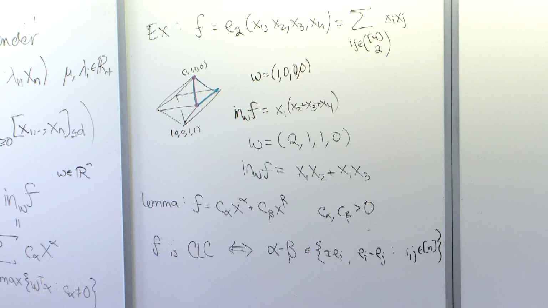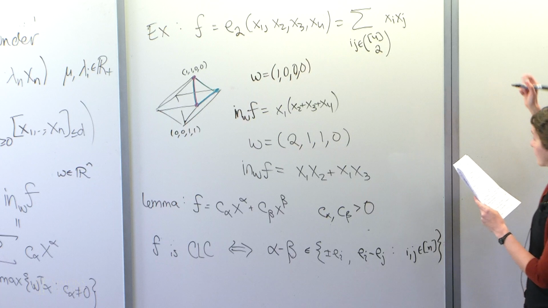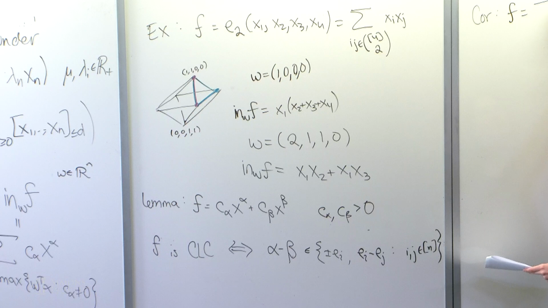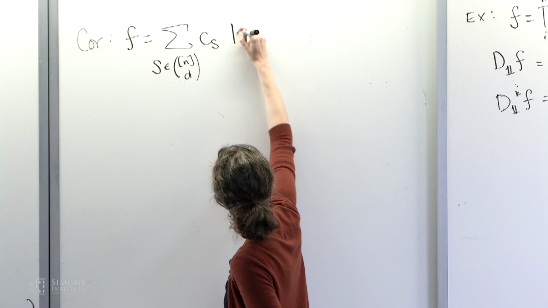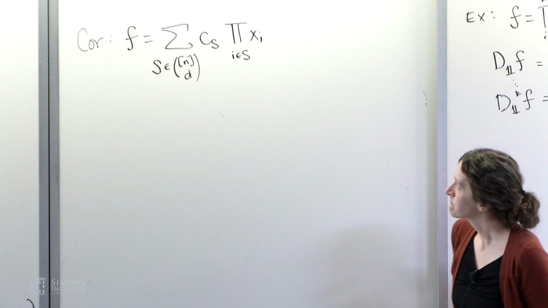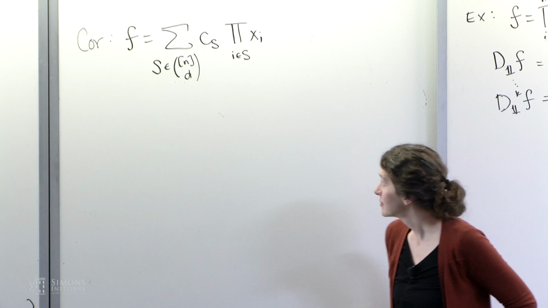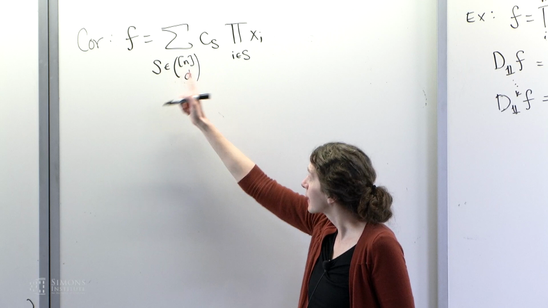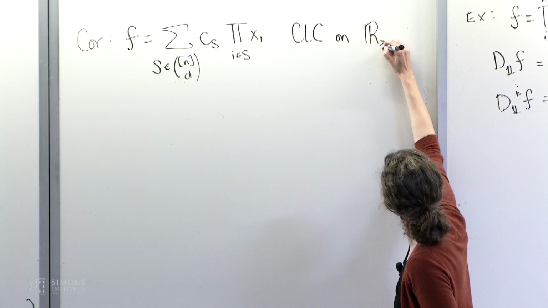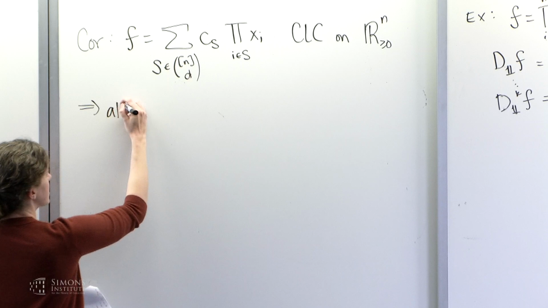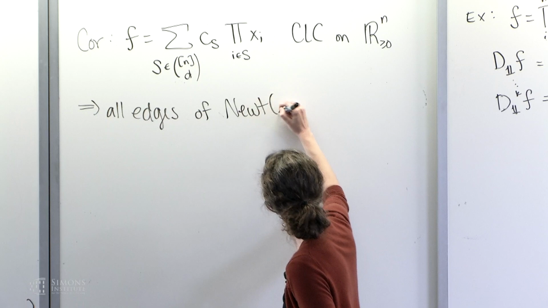And in fact, if you start with exactly the type of polynomials that Nima was using, so if we start with a polynomial that's multi-affine and homogeneous, so I'll sum over all subsets, let's say of 1 through n of some size d, of c_S times the product of x_i over i in S. Then the Newton polytope of this is a 0, 1 polytope. It's exactly the convex hull of the indicator vectors of S, where c_S is non-zero. So if this is completely log-concave on the non-negative orthant, then all edges of the Newton polytope are parallel to e_i minus e_j.